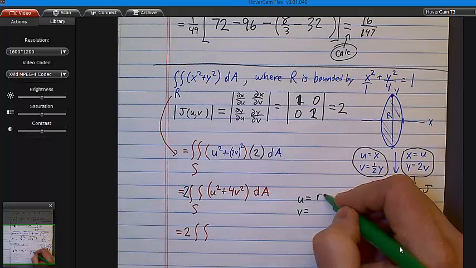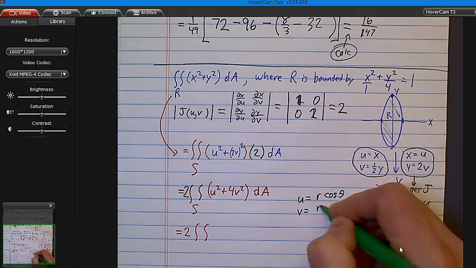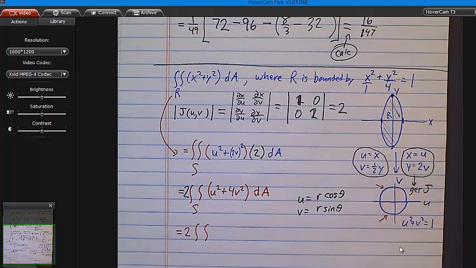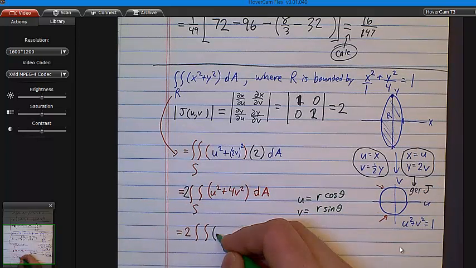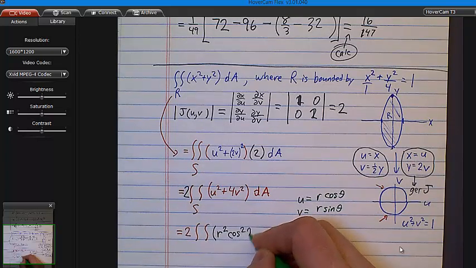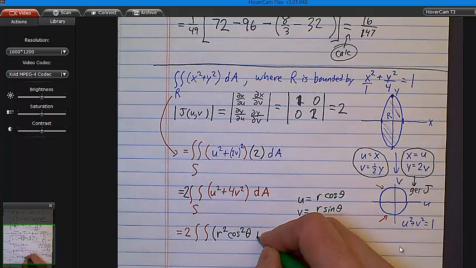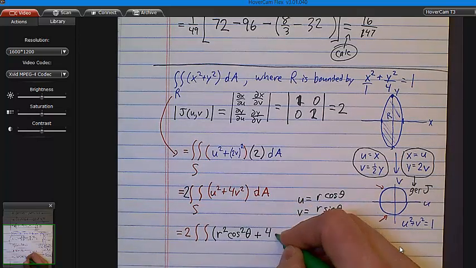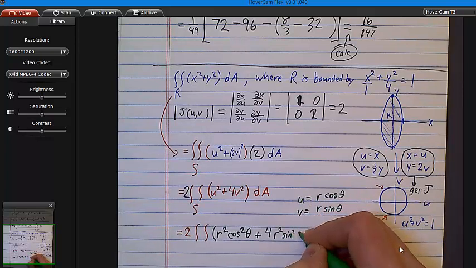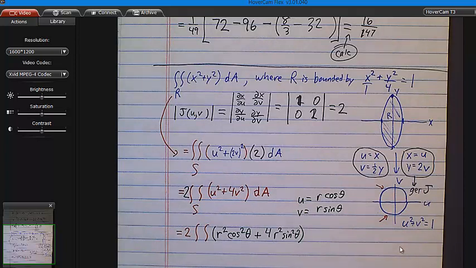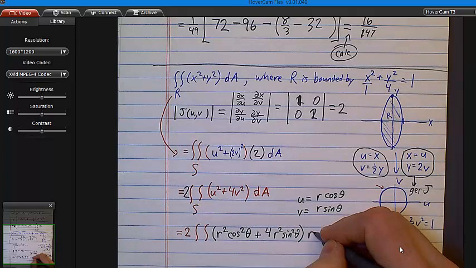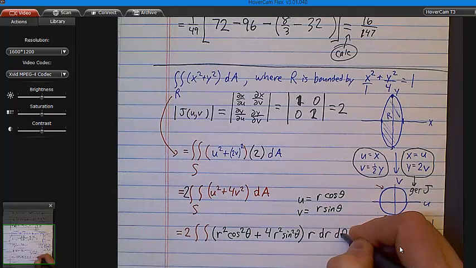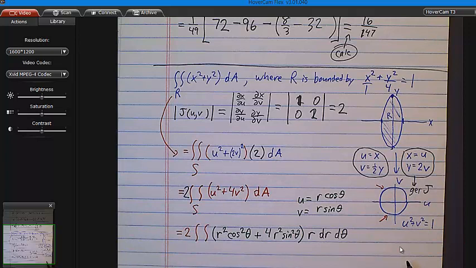Yep, because they're taking the place of x and y, right? Our cosine theta and our sine theta. Okay, so now let's see what we have. We have, I guess, r squared cosine squared theta plus 4r squared sine squared theta, right? And where it used to say dA, what do I have to put? R dr d theta.